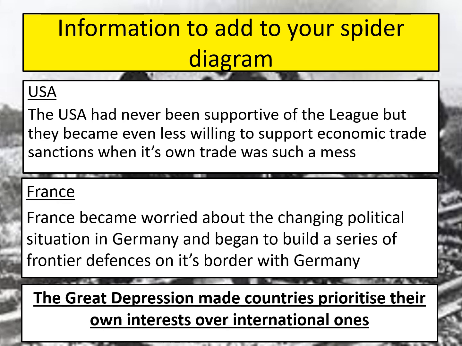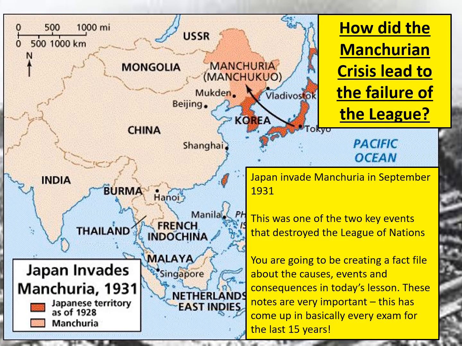Well done. We've now completed the first bit, the background to the event. Now we're going to move on to thinking about the actual Manchurian crisis and what happened. So I'd like you to put a new title in your books down on your next page: how did the Manchurian crisis lead to the failure of the League. Make sure you're using capital letters there because we've got lots of names of an event and also an organisation. So just to give you a bit of the background to it then, we can see where Manchuria is on this map.